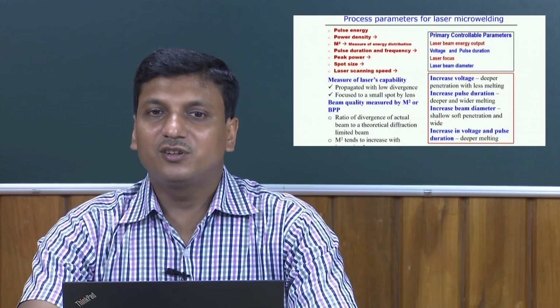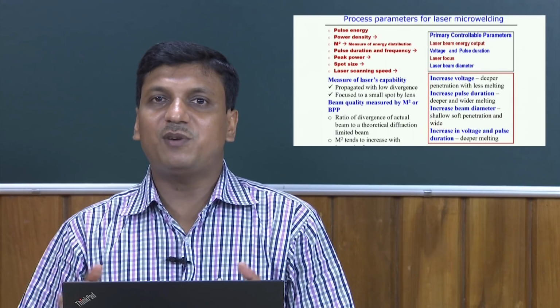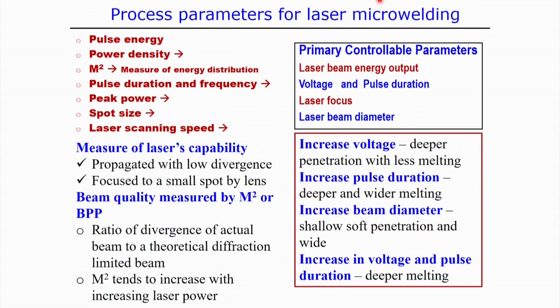Then if deep and wider melting is required, probably we can increase the duration of the pulse. And if shallow, soft penetration and a wide shape of the weld zone is required, probably we can increase the beam diameter. That means by increasing the beam diameter, the heat affected zone or molten zone can be increased considerably, but at the cost of decreasing the depth of penetration.